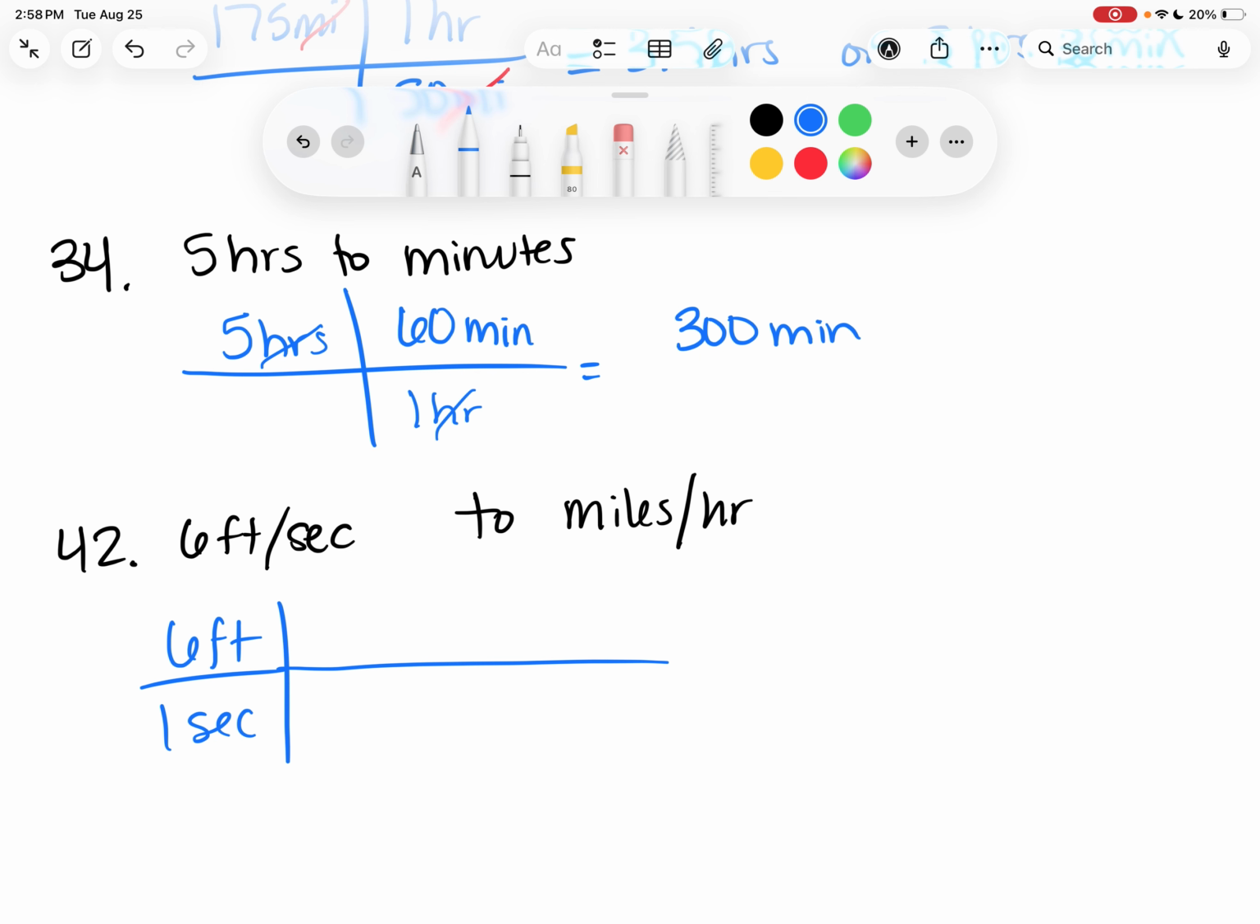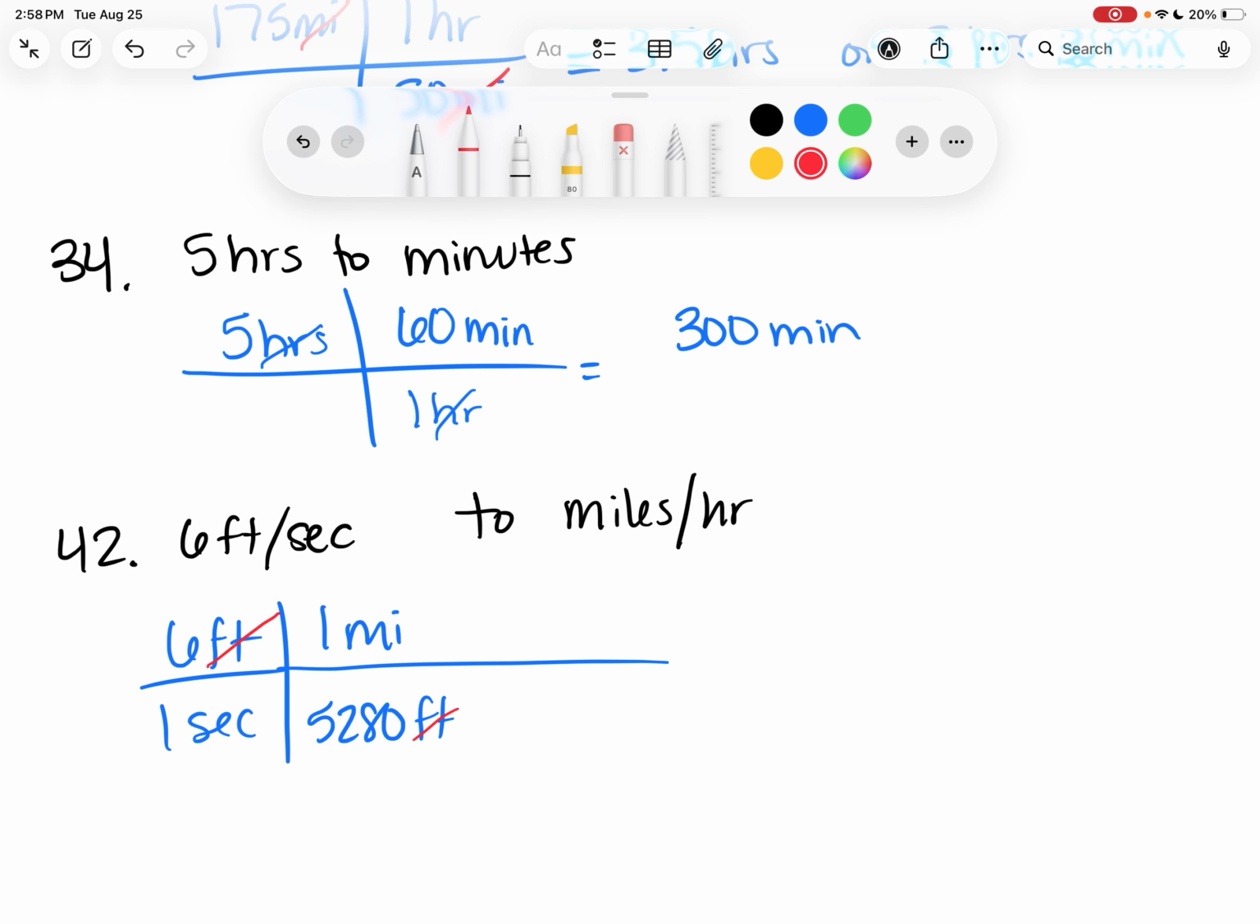So let's do the feet to miles first. Our conversion from feet to miles, we already talked about, is 5,280 feet. I need them to be opposite, so I know it has to go on the bottom, in 1 mile. That leaves me with miles on top because that's what I wanted. So feet can cross out. Then I'm at miles. Now I've got to do something about seconds to hours.